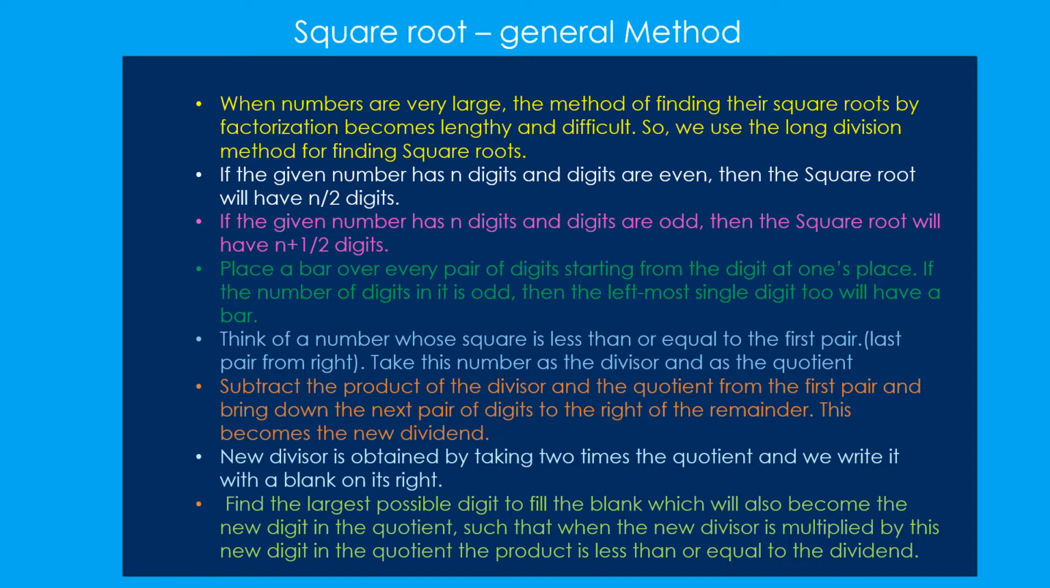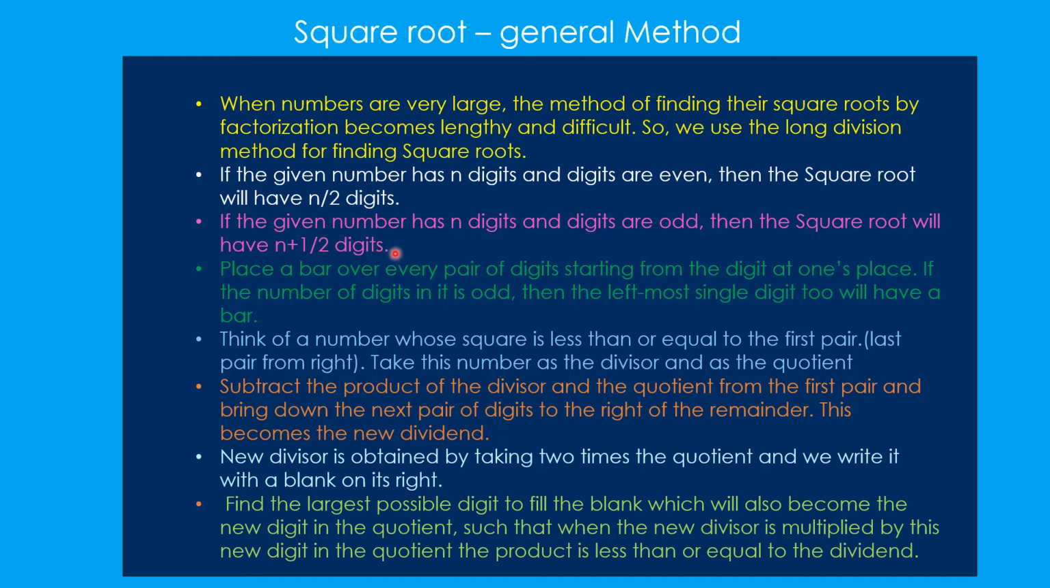If the given number has n digits and the number of digits is even, then the square root will have n by 2 digits. And if the given number has n digits and the number of digits is odd, then the square root will have (n plus 1) by 2 digits.